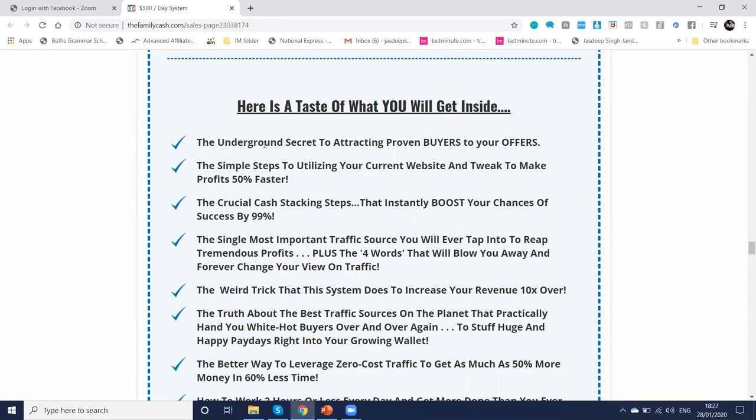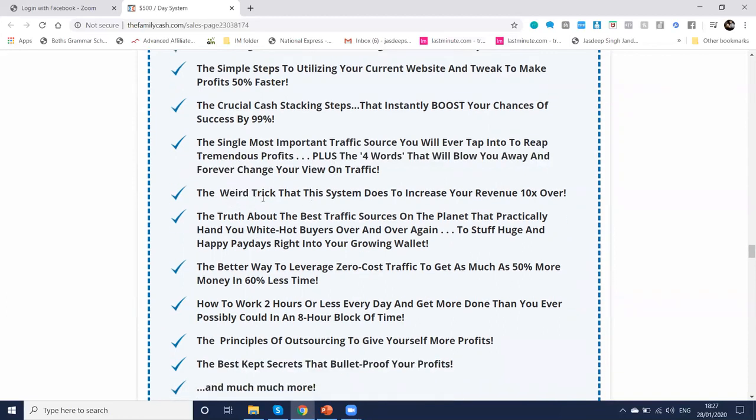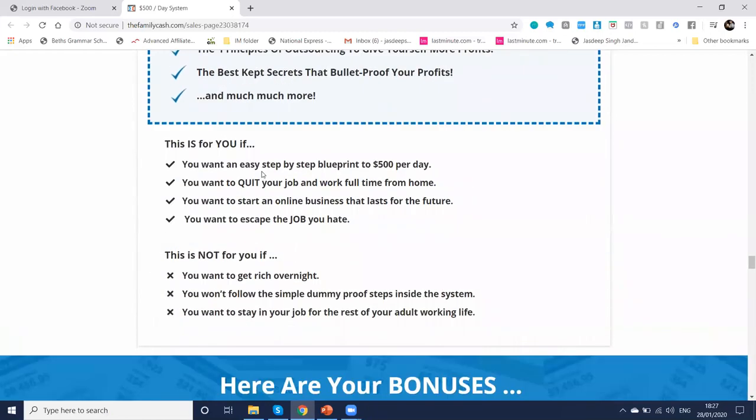So the underground secret to attracting proven buyers to your offers. The single most important traffic source you'll ever tap into to reap tremendous profits, plus the 4 words that will blow you away and forever change your view on traffic. The weird trick. These are all curious terms that are going to leave them wanting to know more, wanting to read more, and wanting to get inside the system. All right.